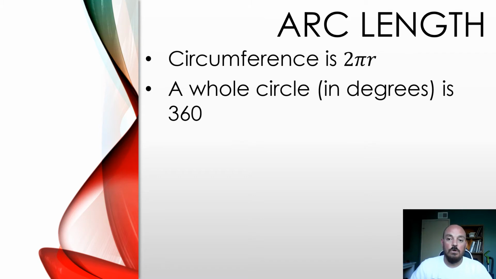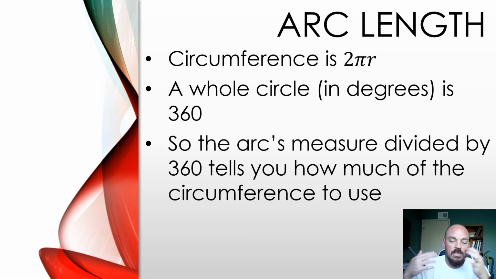And we just learned that a whole circle in degrees is 360. So you can think of it like proportions or percentages. If you take the arc's measure in degrees and divide it by 360, that tells you how much of the circle you're using, which is like a percentage. If the angle's only 10 degrees, you do 10 divided by 360 to figure out how much of the circumference you're looking at.